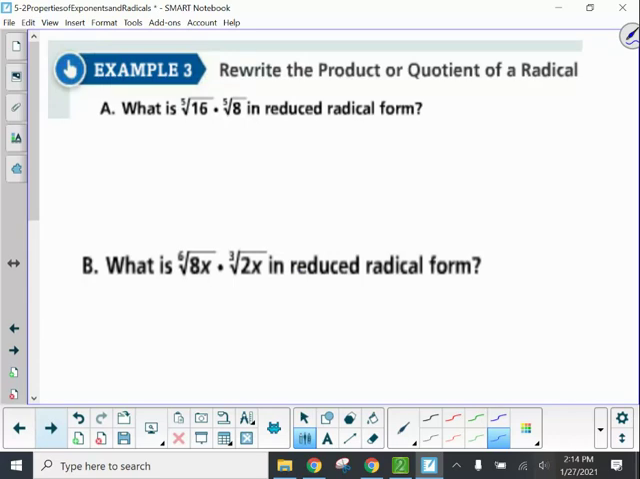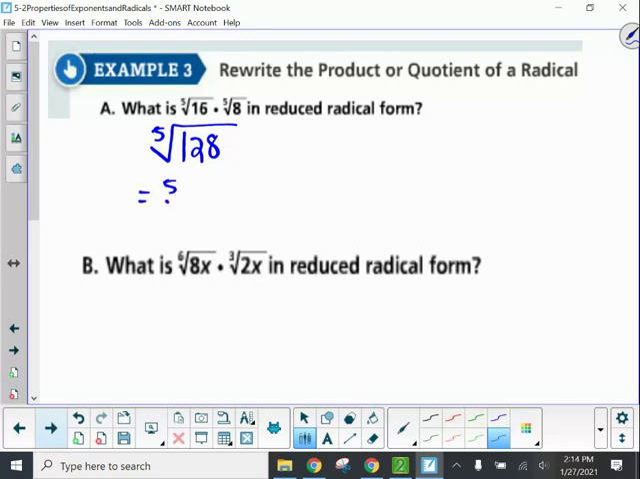So that brings us to example 3. This does have a part A, B, and C. I'll scroll down so you can see C here in a moment. So part A: what is the 5th root of 16 times the 5th root of 8 in reduced radical form? Because those are both 5th roots, and 16 doesn't have any 5th roots, neither does 8, I can actually combine those. I can multiply those together, and maybe the result would then have a 5th root. 16 times 8 is 128.